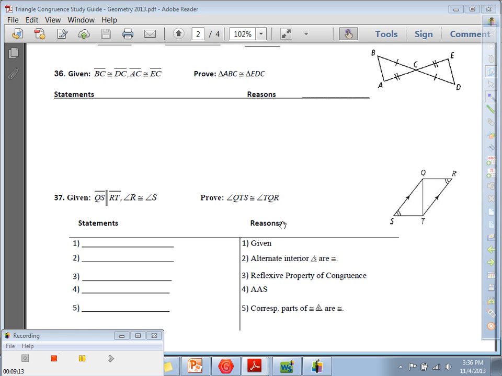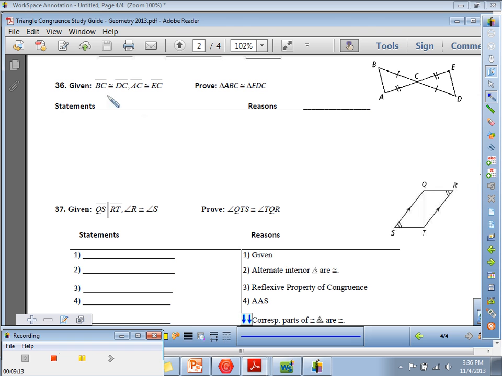Okay, 36. So it's given BC is congruent to DC. They already have that marked for you. And AC is congruent to EC. Prove that triangle ABC is congruent to triangle EBC. Okay, now forget the whole proof part. If you were to look at this triangle, would you say, yes, I can prove them congruent? Yes. By what? Side and side.